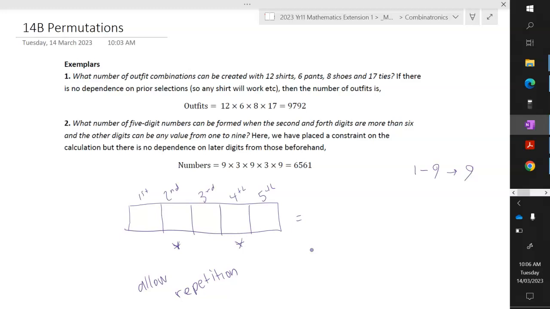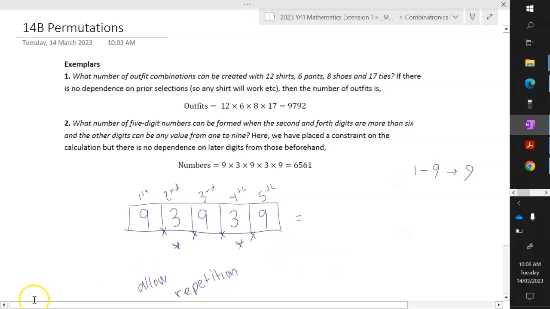So let's think of our first digit. Our first digit has 9 possibilities that it can take. Our 2nd digit can only be formed from numbers that are more than 6. So that can only be formed from the digits 7, 8, or 9. So there's 3 possibilities there. And we're going to multiply these together because we've got our first digit happening and our 2nd and our 3rd. Our 3rd digit, it doesn't give us any constraints, so there's 9 possibilities. Our 4th digit, we can only have digits 7, 8, or 9. And our 5th digit, we can also have 9. So that's what we're doing when we're multiplying all these numbers together.